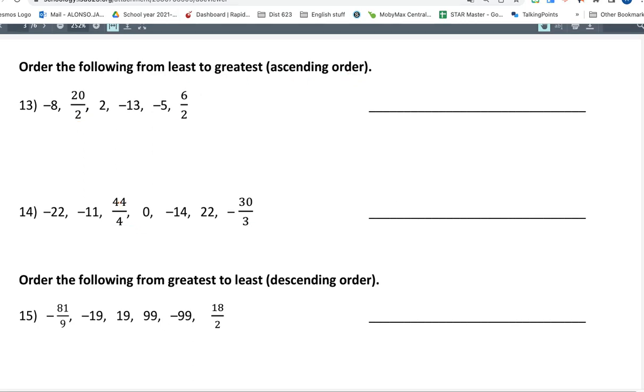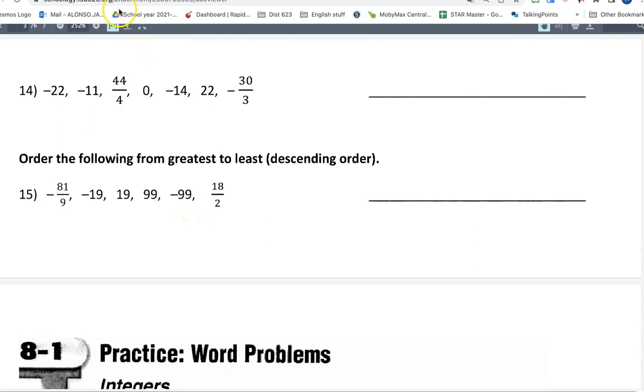Now the bottom one, again, you're going to go descending, meaning greatest to least. So this is descending, and that line is ascending. That means going down. So you're going to simplify this one and also simplify this one and put those in order as well.